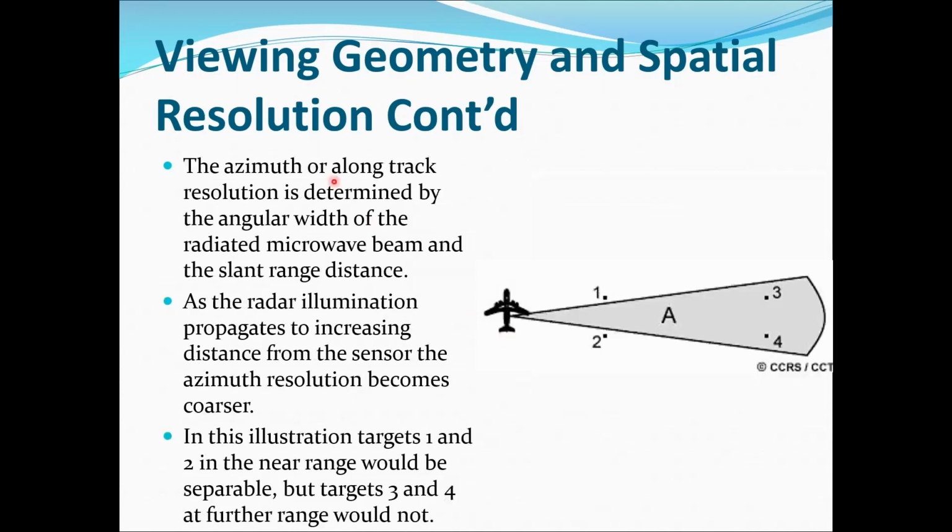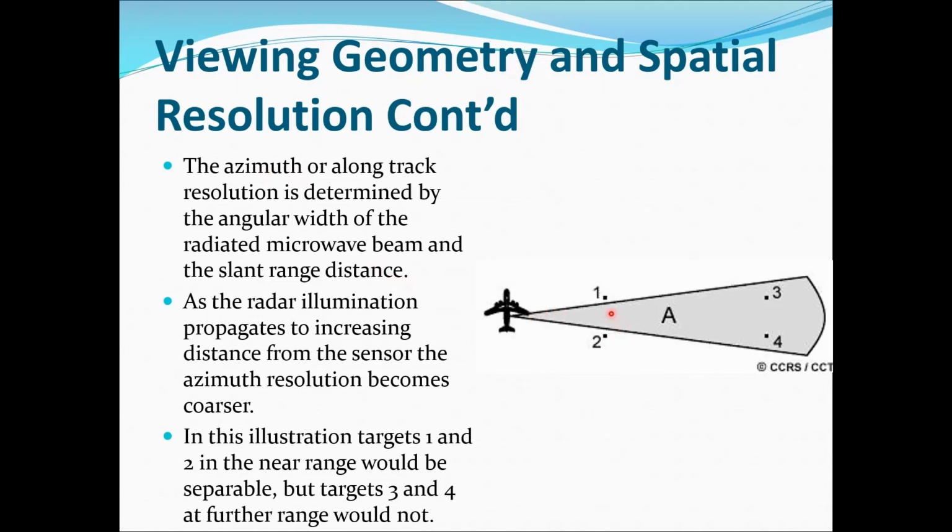Now, what about the other? Azimuth, or what you call along track resolution. That's another one now. The other one was across track. This is azimuth. Now, azimuth is dependent on the beam width, or angular width. If you look at a torch, light is going out, it becomes wider and wider. What's the beam width of that torch? When you look at the reflector inside where the bulb is, there's a particular width of that, the angle of the beam, that angle here, which would be like this.